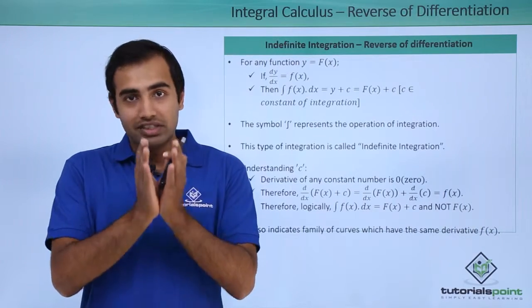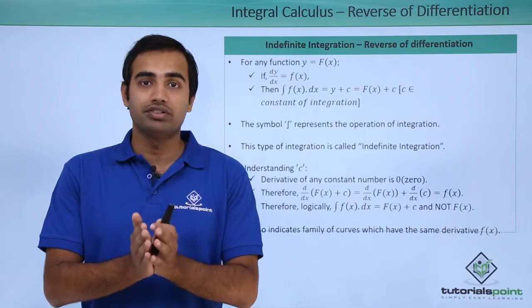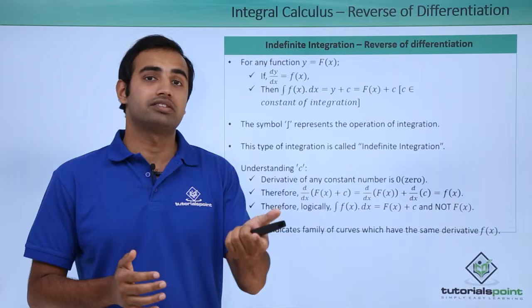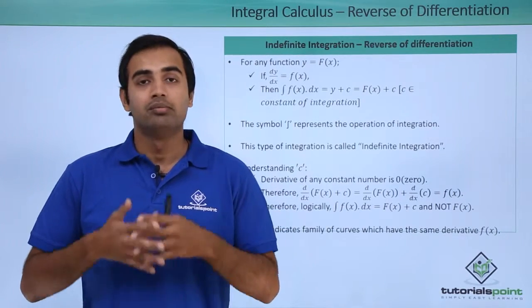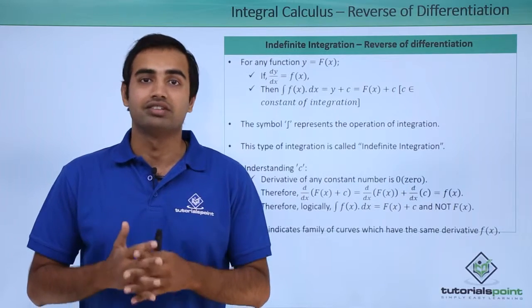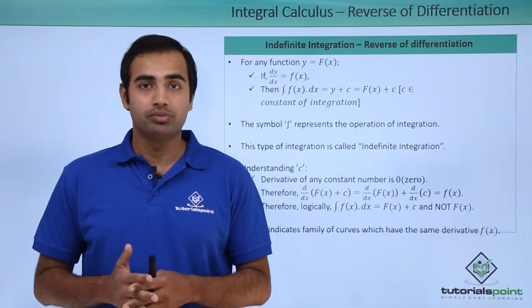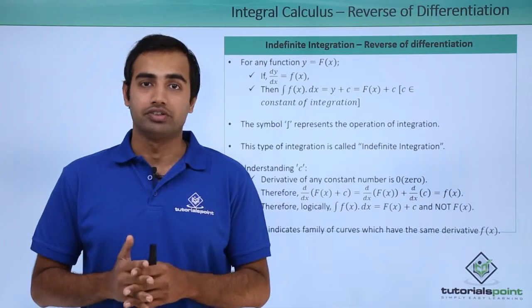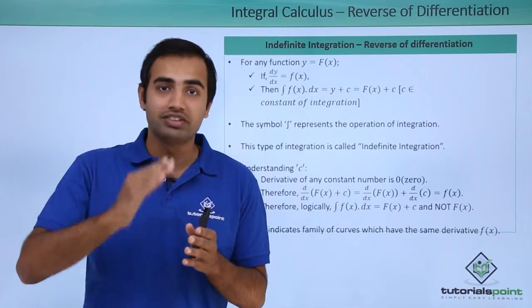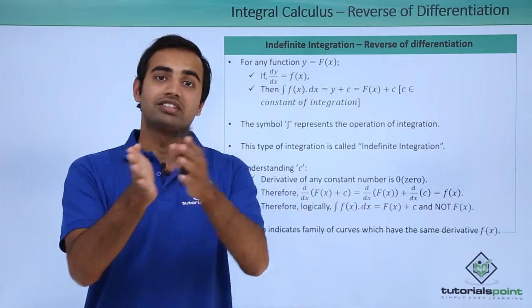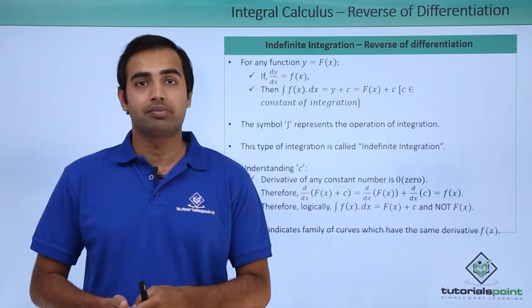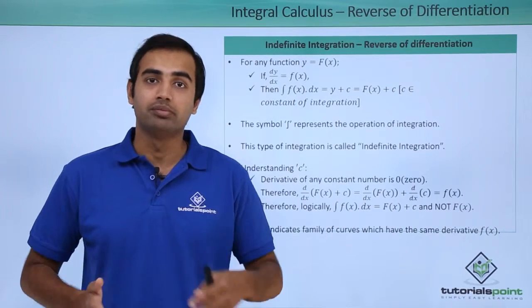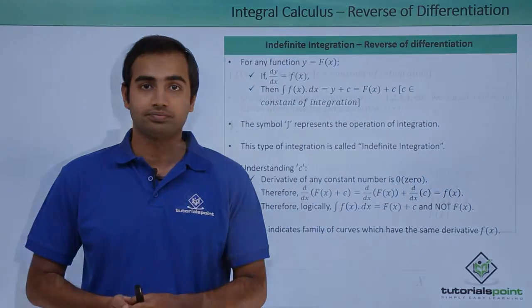The reason we have c present in this equation is because if I differentiate F(x) plus c back again, I will still obtain small f(x) as my answer because derivative of constants are 0. C also gives me an idea about the family of curves which essentially upon differentiation with respect to x give the same derivative small f(x) as answer. We'll talk about this aspect of constant of integration in more detail in the next slide.